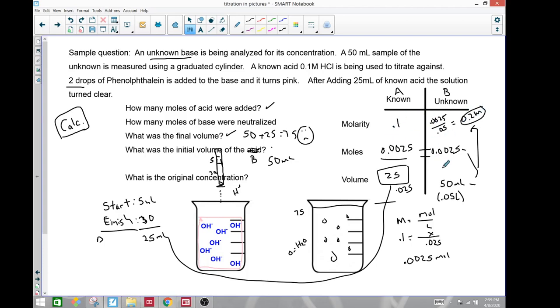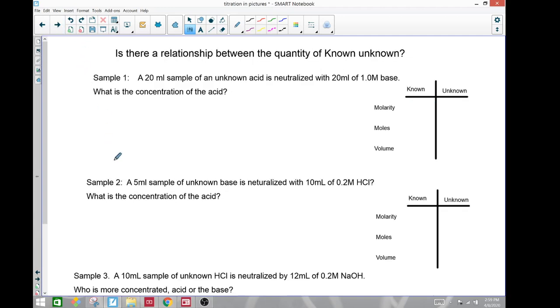The table is just a table. Make sure you show all the work necessary to show how the tables originated. Just filling a table out does not cut it. If you're using estimations, then make a sentence about how you estimated things. All right, next one. Okay, is there a relationship between the quantity of the known and the unknown?